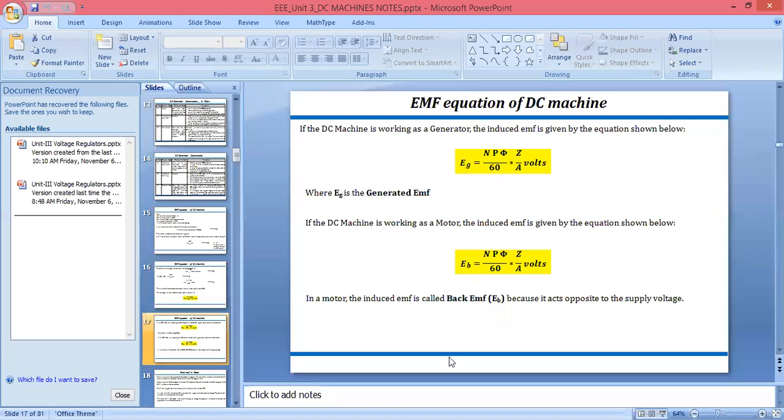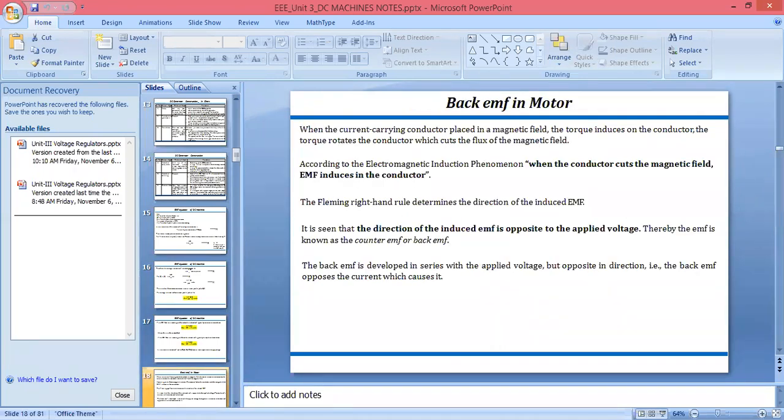So that EMF we are calling the generated EMF. And if the DC machine is working as a DC motor, at that time that EMF will act opposite to the supply voltage. That's why we are calling it the back EMF. So here we will see what is the need of back EMF.